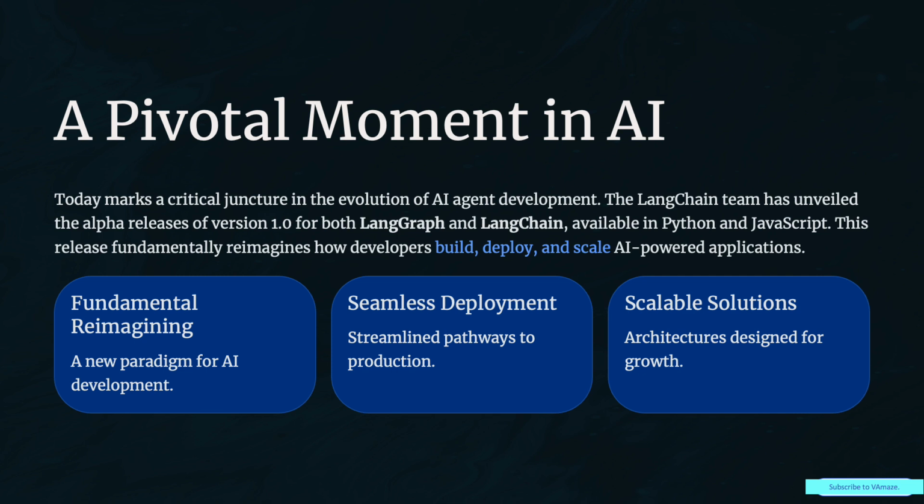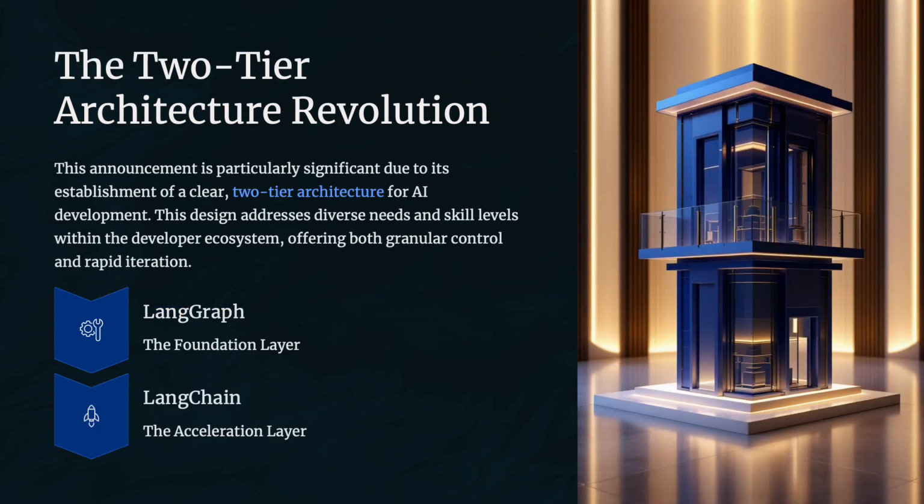The LangChain team has just announced the alpha releases of version 1.0 for both LangGraph and LangChain, available in both Python and JavaScript. This isn't just another version update, it's a fundamental reimagining of how developers build, deploy, and scale AI-powered applications. The two-tiered architecture revolution.